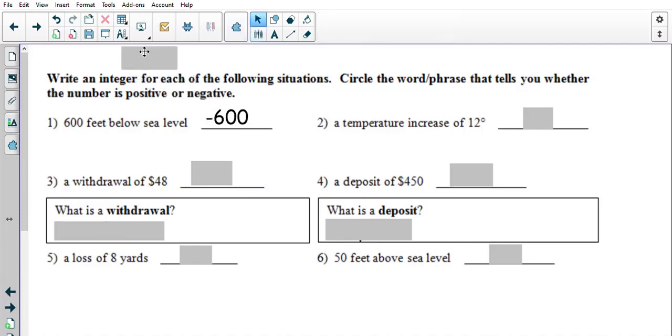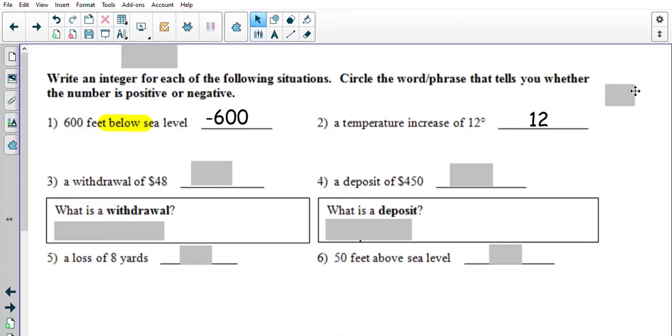If you were thinking -600, you are correct. What word tells us that this is a negative value? I'm going to highlight the word instead of circle it. Hopefully you were thinking the word below. Below means it's beneath sea level, so it has to represent a negative value. And these are real life things where we do work with values below sea level. Number 2, a temperature increase of 12 degrees. What will that be?